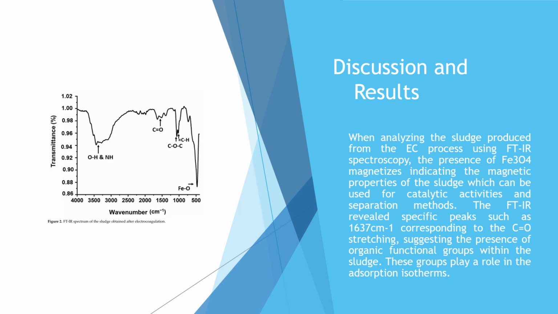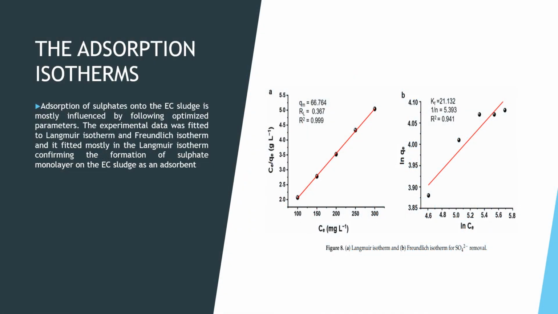FTIR revealed specific peaks such as 1,637 per centimeter corresponding to the carbonyl stretching, suggesting the presence of organic functional groups within the sludge. These groups play a role in the adsorption isotherms. Adsorption of sulfate onto the EC sludge is mostly influenced by the following optimized parameters.